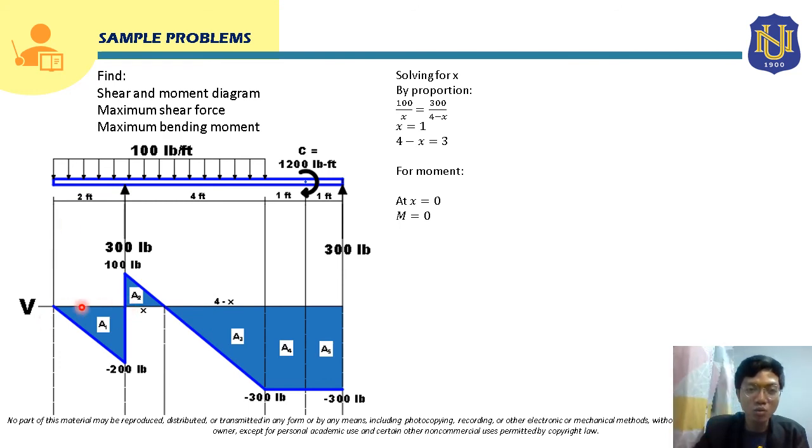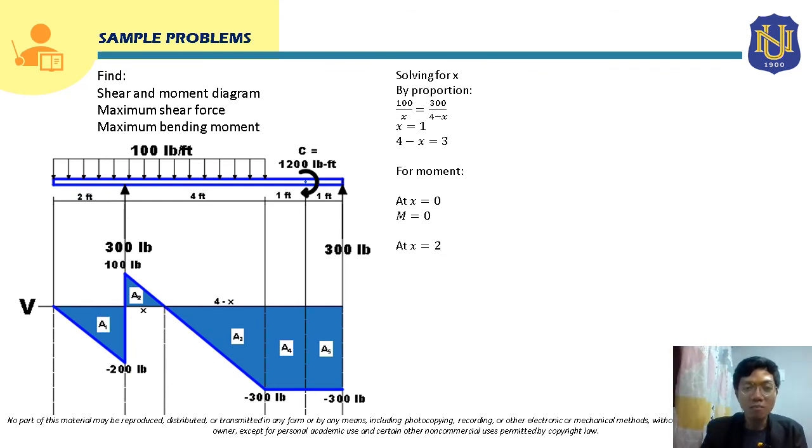Okay, so for the next point, that will be at this point. So this is x equal to 2. At distance x equal to 2, class, the moment at this point will just be the area in this segment. Okay, so the area here, class, is a triangle, and this is also below the x-axis, so this area will be negative.